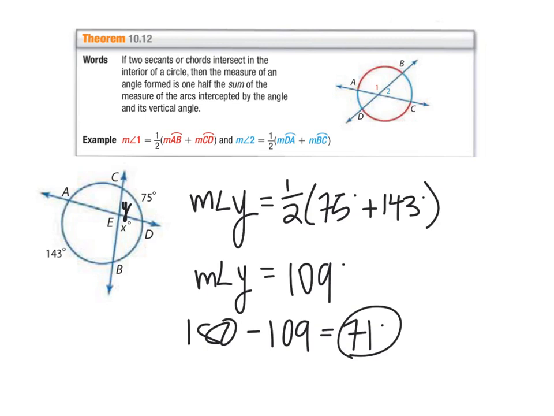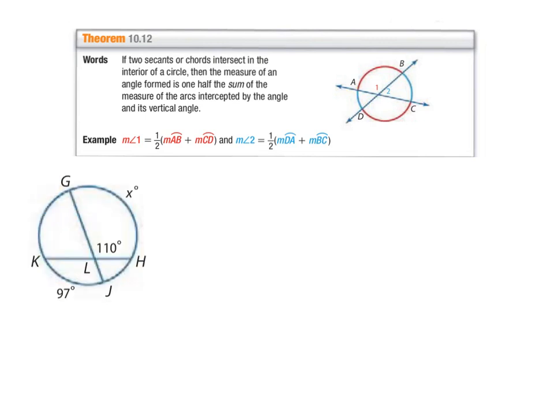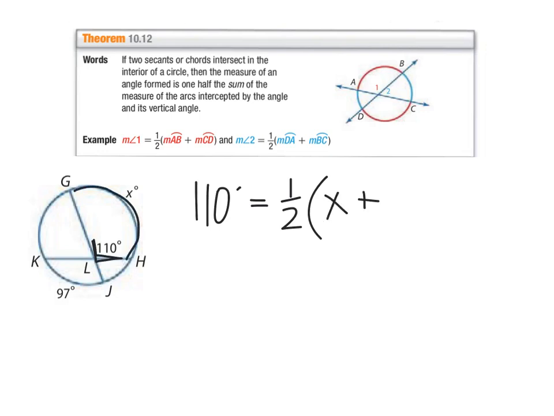I have one more example problem for you. In this one, we're trying to find x, but we need to set the problem up a little different. It's not going to be x equals something. It's actually going to be 110 degrees equals, because this is like the angle measure, so it equals the average of the 2 arcs. One of the arcs is x, we don't know what it is. The other arc is 97. So this is how we're going to need to set this problem up.